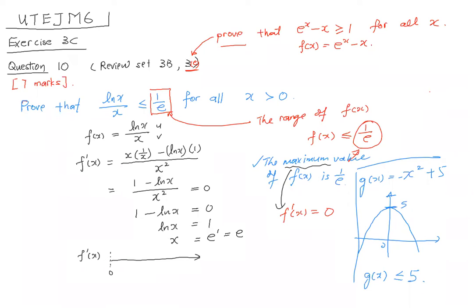Must put a dotted line, this is your x. So you put the e here. So how to determine the sign? You can use your graphic calculator to help you determine the sign. Am I right?